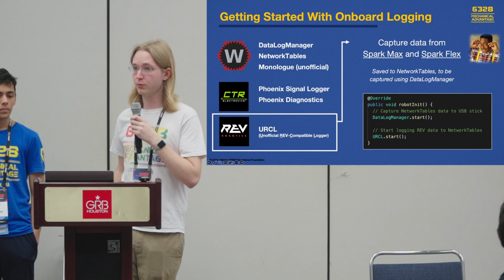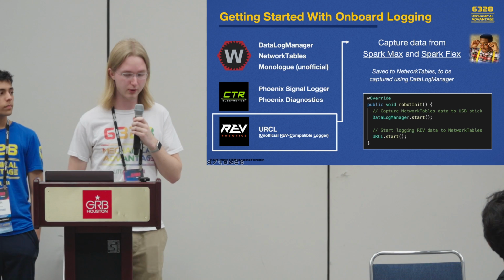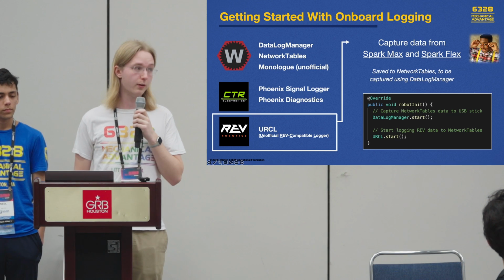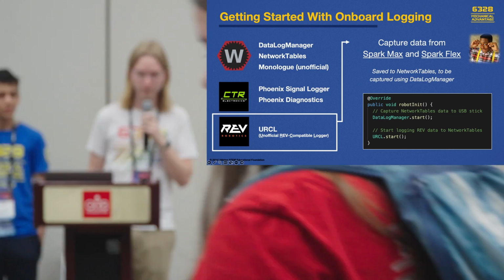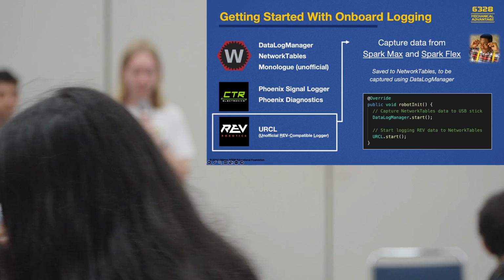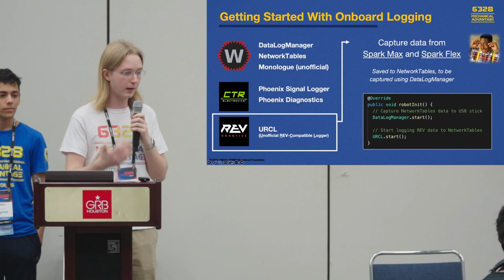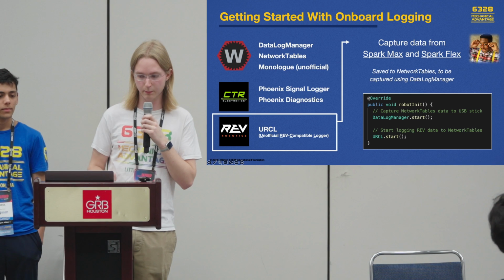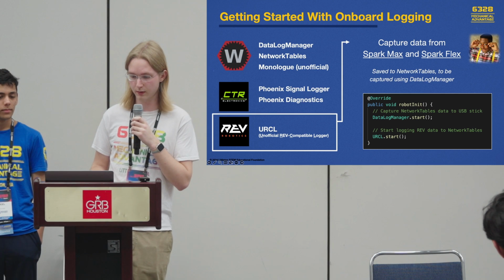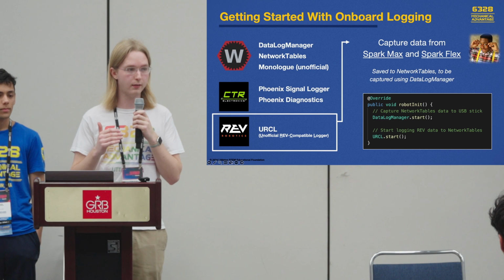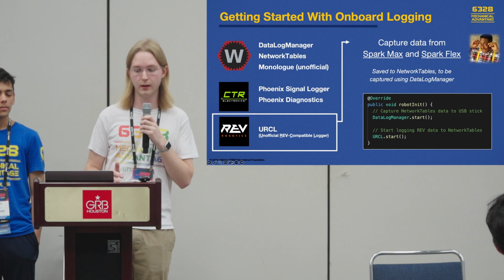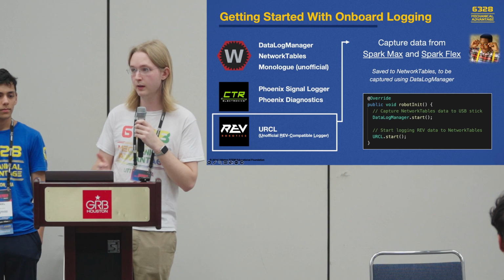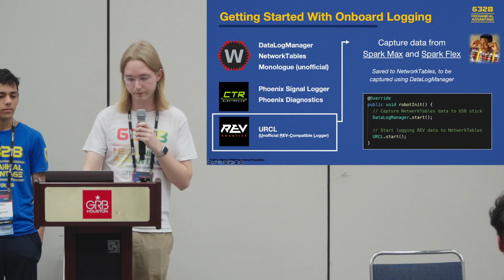Okay, now while REV does not include an official logging option for their devices, we've developed an unofficial alternative. We call it URCL, or the Unofficial REV-Compatible Logger. Again, it's just a couple of lines of code to set up, and then it will automatically capture data from all Spark Max and Spark Flex devices on the CAN bus, similar to CTRE's Signal Logger. All of that data is sent to NetworkTables so it can be viewed live over the network, and it can also be captured using the DataLogManager to a log file, just like any manually published data.